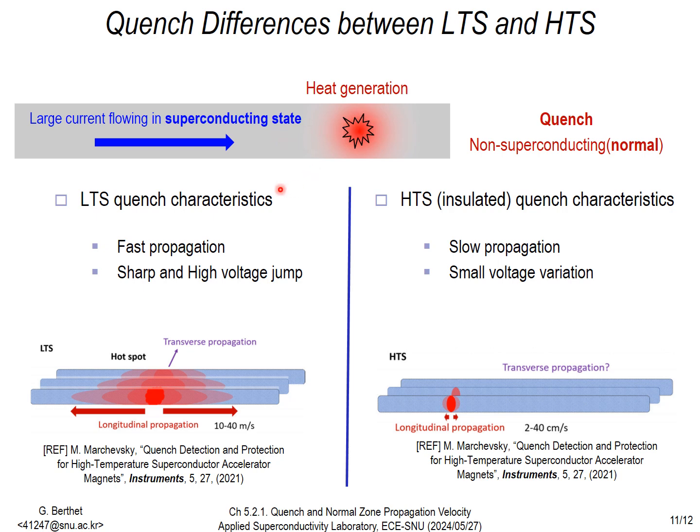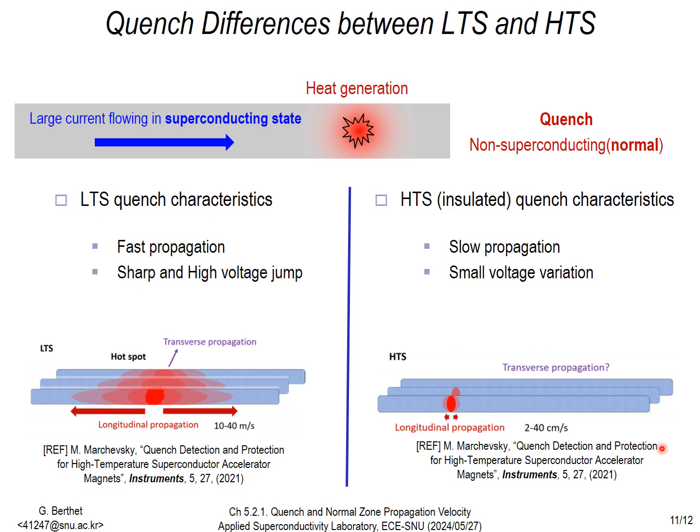For LTS magnets, we usually have a very fast NZPV, so the quench happens in a short amount of time and causes a big and sharp voltage jump. This means that it is relatively easy to know when a quench occurs in an LTS. However, for HTS, the NZPV is very slow, and the small voltage variation when a quench occurs makes it very hard to detect. Currently, detecting quenches in HTS magnets is a major problem.